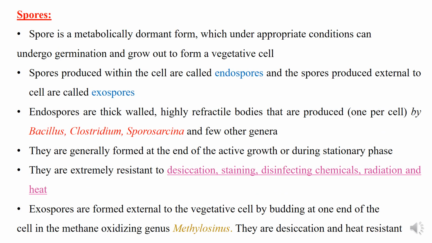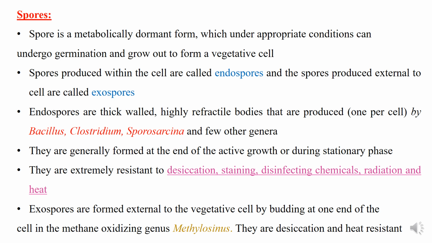Beyond this, we have to study some spore-like structures which are produced in bacteria. I think you have heard about exospores and endospores. Let us see what those spores produced by the bacteria are. What is a spore? A spore is a metabolically inactive, dormant structure produced under harsh conditions. Under appropriate conditions, the spore undergoes germination and grows out to form a vegetative cell.